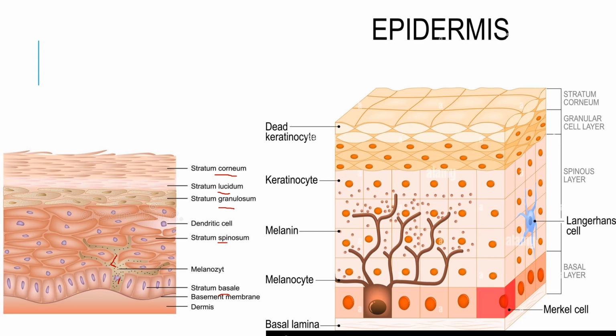You can see the cell is here. The melanin pigments are all in the spinosum layer. The topmost layer is the keratinocyte. Okay, and with the basal layer. Okay, so these are the layers of skin.